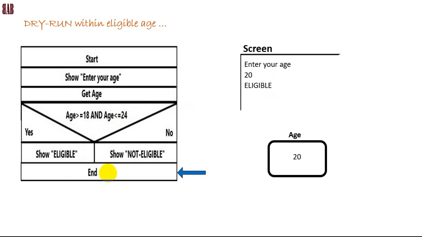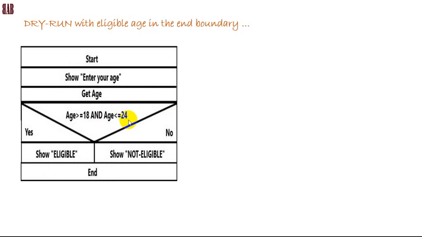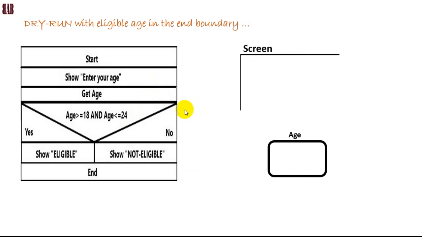Okay, now let's try this end. We tried 18 and we tried some value in between. Now we are going to try, say, 24. So let's again start off, screen and the variable, go start, enter your age, message comes up, you wait for the age to be typed by the user. The user types the age, which is 24.